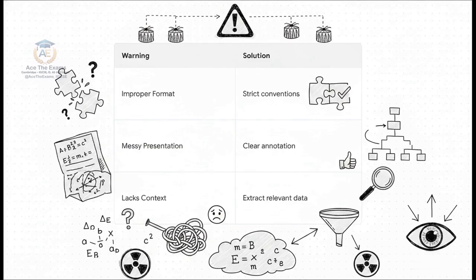Warning number 2. Students forget to check format and presentation. They write these messy, unannotated derivations that are impossible to follow. The solution here? Use clear annotation and structure your working logically. Make it easy for the examiner to give you points.